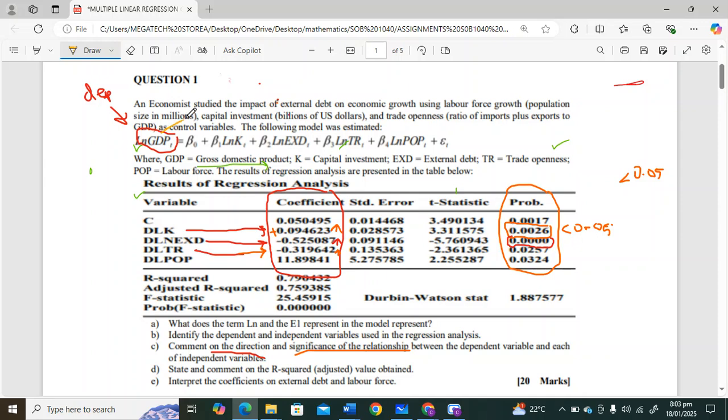Okay, now we see the relationship between GDP and the labor force, POP. So we have a positive coefficient, meaning if the labor force increases, GDP is also going to increase. So if the labor force increases by 1 unit, GDP, if converted into percentage, is going to increase by 11.89%.